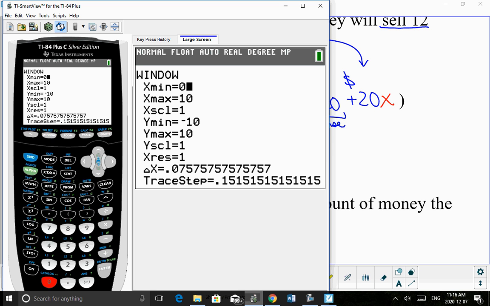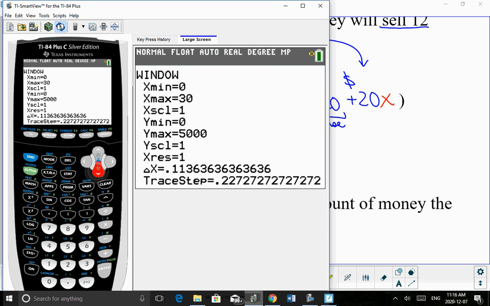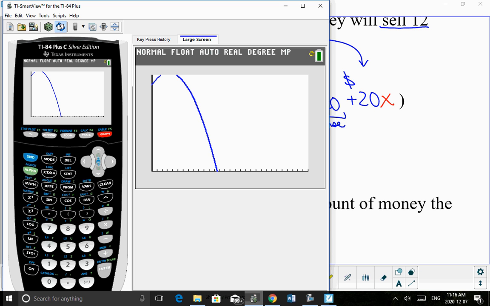So I know I only want quadrant 1, so I'm going to go 0. I need to increase my x max. Let's go with 30. For my y min, again, I want to be in quadrant 1, so I don't need anything negative. I couldn't even see the top of that quadratic. It just looked like a straight line going up. So I'm going to go with 5,000 because I'm going to have to go far. So let's see what that does for me. Oh, now I can see it coming down, but I still can't see the top. So let's go with 20,000. Oh, I can almost see the top. Oh, so close. So let's go with 30,000.